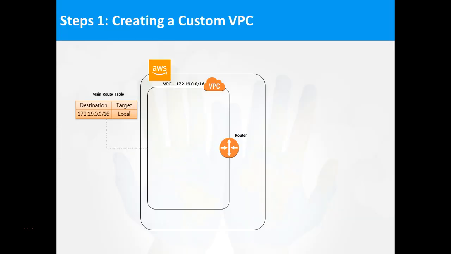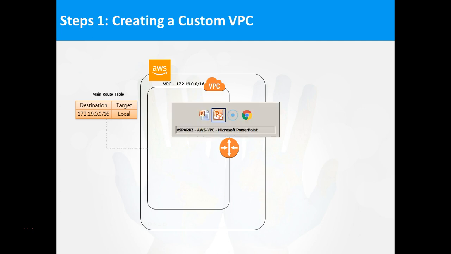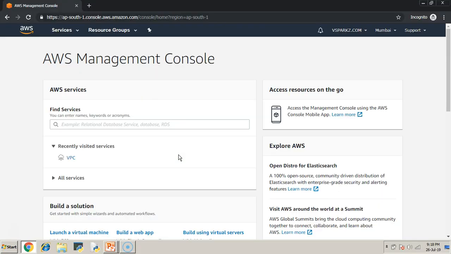Step 1. We are going to create a custom VPC. So just log into your console. You can see my account name towards your top right corner. So to create a VPC, just hit services.